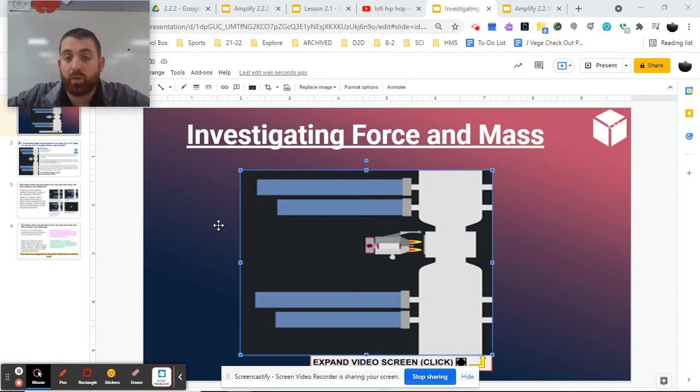At this point, we have investigated this relationship between force, mass, and velocity a lot. And now we're going to take what we've learned and what we observed both in our experiment and the simulator and apply it to what's going on with our space pod and the situation that we see.